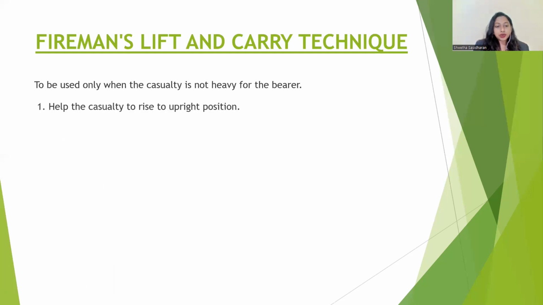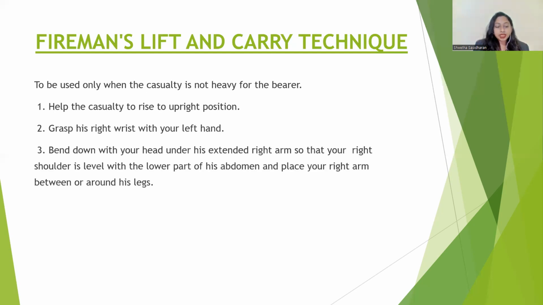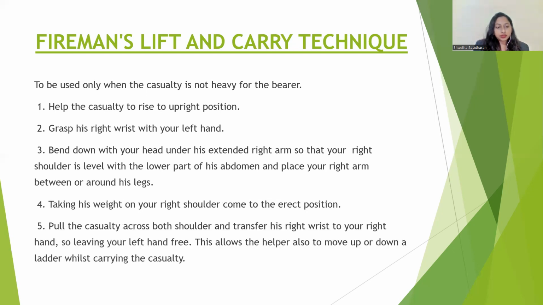Help the casualty to raise into an upright position. Grab his right wrist with your left hand. Bend down with your head under his extended right arm so that your right shoulder is level with the lower part of his abdomen, and place your right hand between them or around his leg. Taking his weight on the right shoulder, come to the erect position.